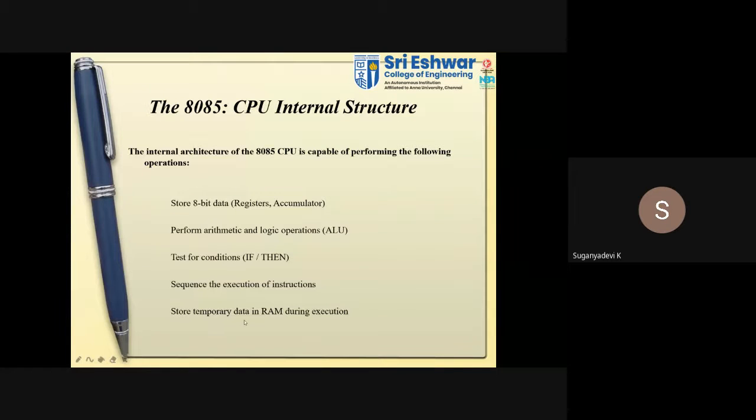Store the temporary data in RAM during executions. So these are all the functions performed by your 8085. First of all, it stores the data and it performs arithmetic and logical operations. It tests the condition whether we have any condition in the program or not, and it executes the instructions sequentially and stores the data in the RAM. Simple. It is as simple as that.